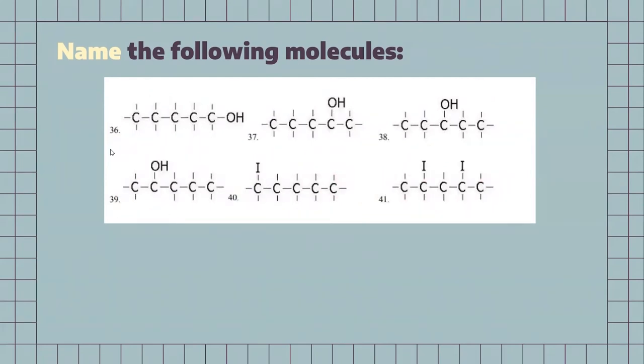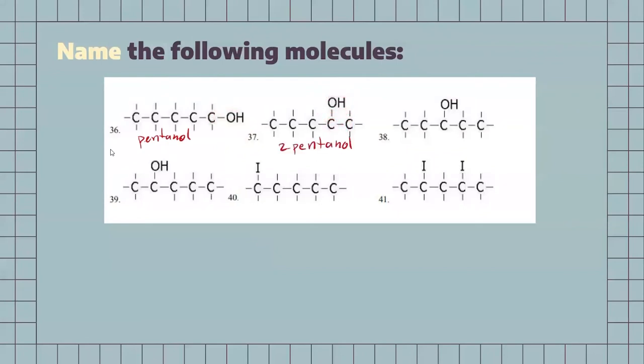Still working with pentane, but now we have an alcohol group. Since it's going to be the side closest to that functional group, that's where we're going to start our numbering. So it'll be on carbon 1. So you can call this pentanol or 1-pentanol, just to identify on which carbon it is. Both are acceptable.